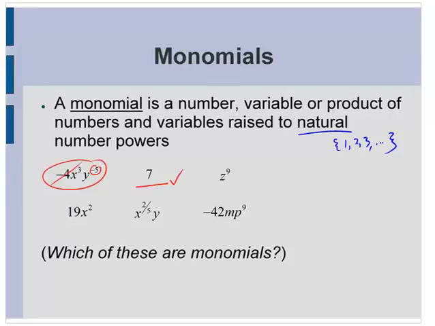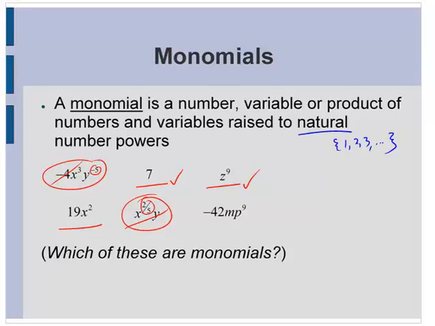7, that'll work. It's just a number. Z to the ninth, that'll work. It's a variable to a natural number power. 9 is natural. 19x squared, that's fine. It is a product of 19 and a variable to a natural number power. X to the 2/5 y, would that be a monomial? It would not, because of the 2/5 power. 2/5 is not a natural number.